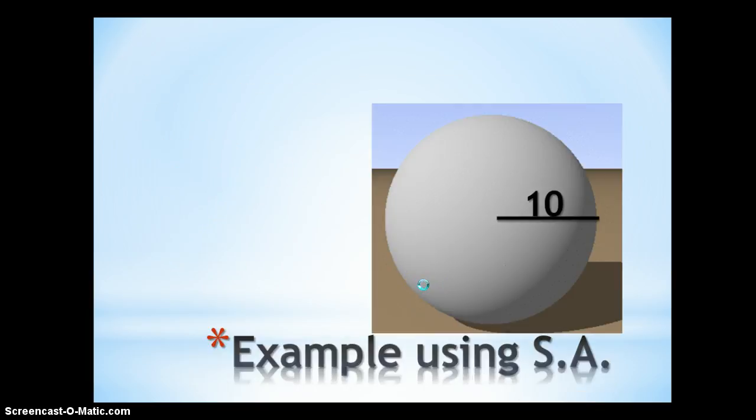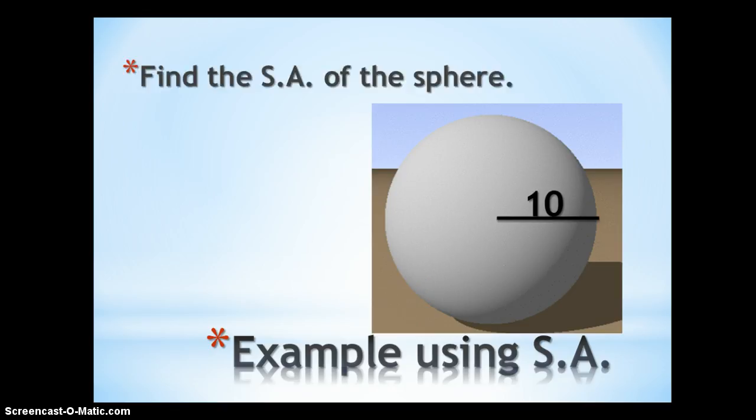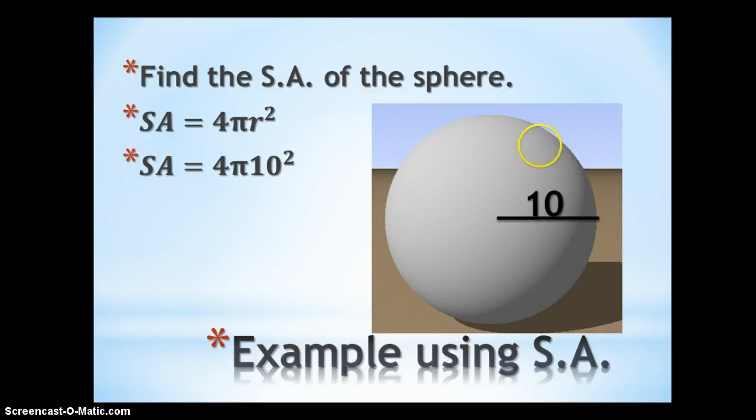So let's look at an example using finding the surface area of the sphere. So here we're given that the radius is 10 units. So let's recall our surface area formula, which is 4 pi r squared. And then we're just going to plug in what we know. Our given is that the radius is 10 units.